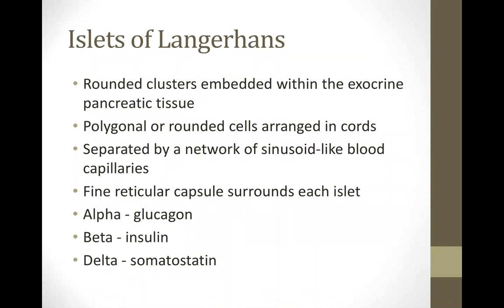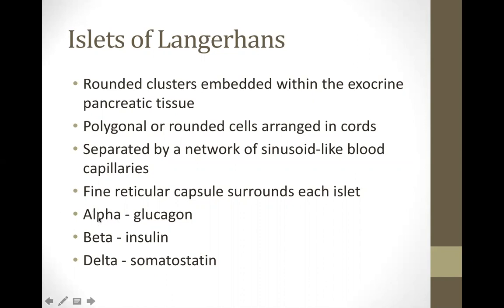The islets of Langerhans are the characteristic feature of your pancreas. They are described as rounded clusters that are embedded within the pancreatic tissue or the pancreatic acini. They are polygonal or rounded cells arranged in cords. So that would be the islets. They have different cells, which release different hormones.